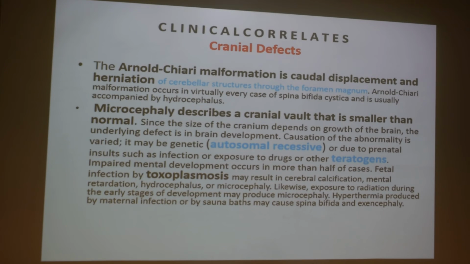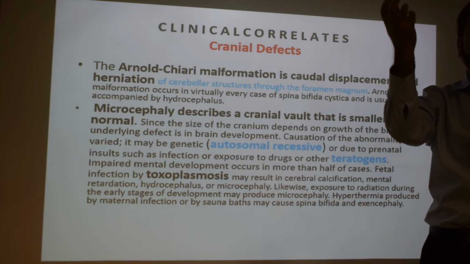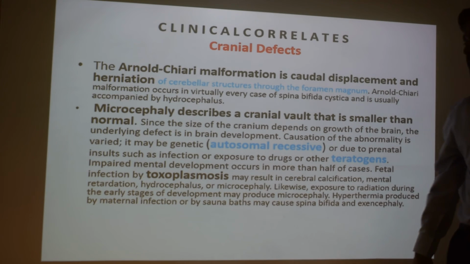The Arnold-Chiari malformation is a caudal displacement of the cerebellar structures through the foramen magnum. It occurs virtually in every case of spina bifida cystica. So if you see a spina bifida cystica, you would always suspect an Arnold-Chiari malformation, where parts of the cerebellum pass through the foramen magnum.